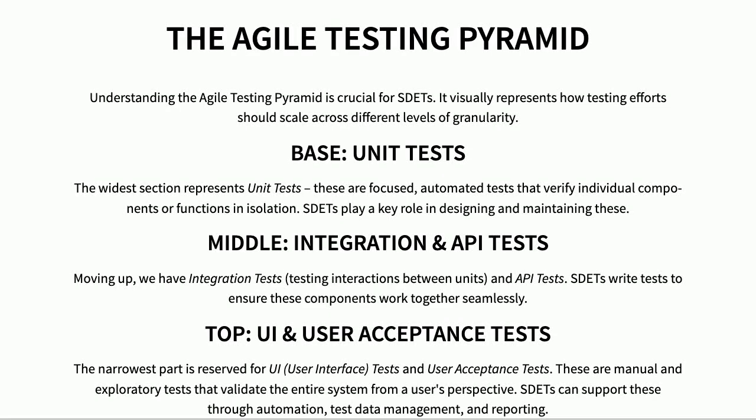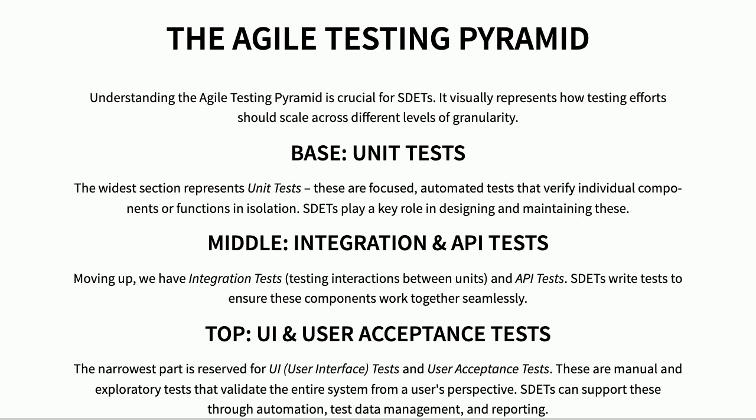Okay, let's talk about how testing fits into Agile projects. The Agile testing pyramid is a really helpful visual to understand this. At the very bottom, the widest part, are unit tests. These are super granular tests that check individual pieces of code in isolation.